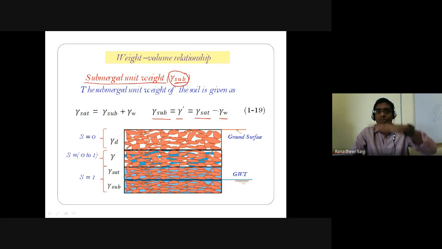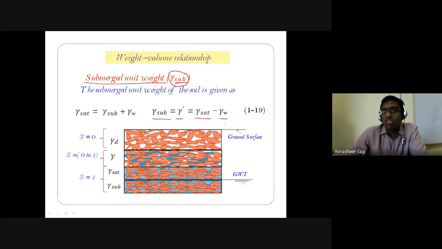Whenever the soil is below the water table position, all the voids are going to be filled by water. So the submerged unit weight of the soil is equal to the saturated unit weight of the soil minus the unit weight of water. Why are we subtracting the unit weight of water from the saturated unit weight? Whenever the soil is in a submerged condition, you have the effect of buoyancy acting on that soil. The weight of the soil acts in the downward direction, and the buoyancy force on that soil acts in the upward direction.